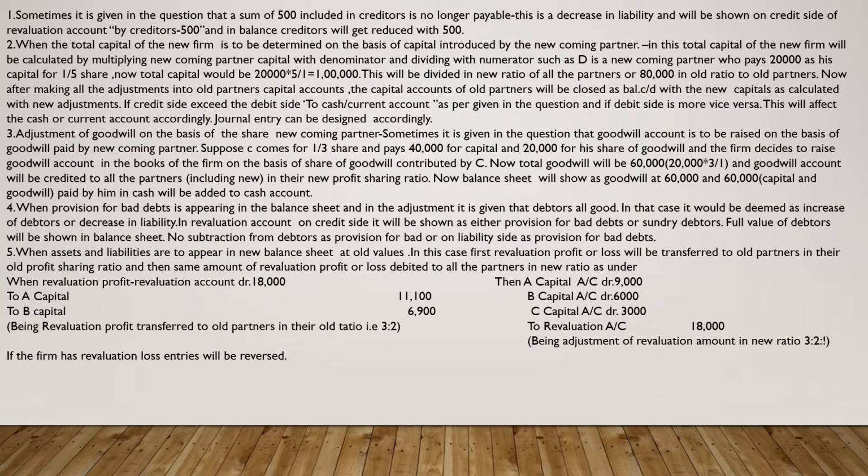Number 1. Sometime it is given in the question that sum of rupees 500 included in creditor is no longer payable. This is decrease in liability and will be shown on the credit side of revaluation account, by creditors 500, and in the balance sheet creditors will get reduced by 500.